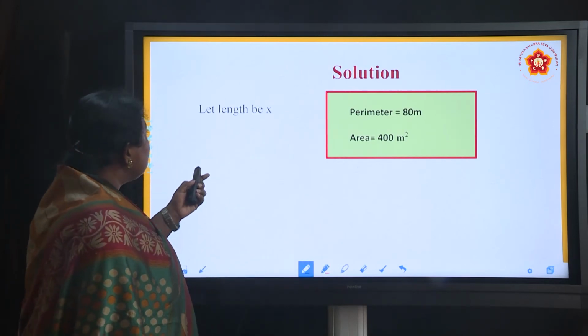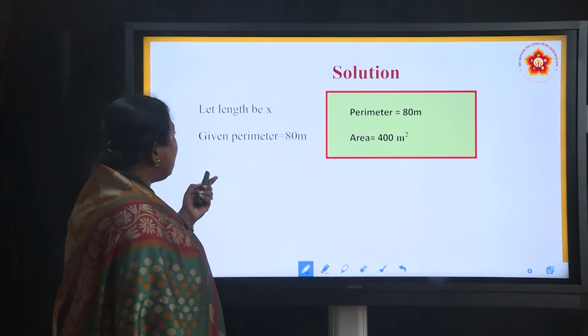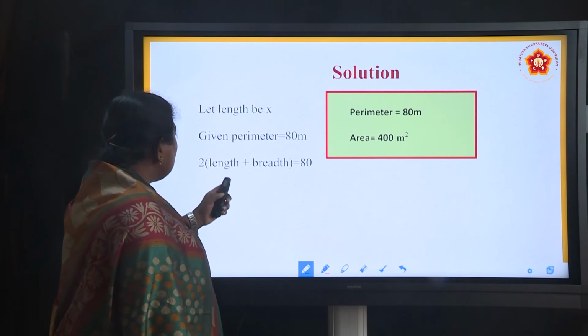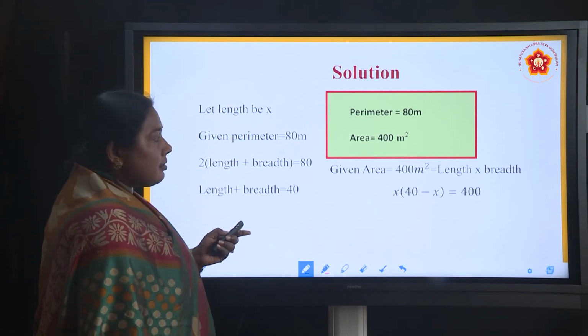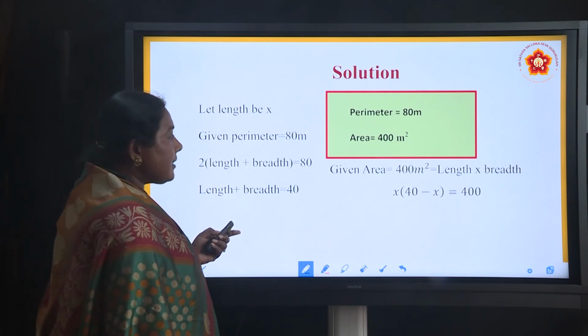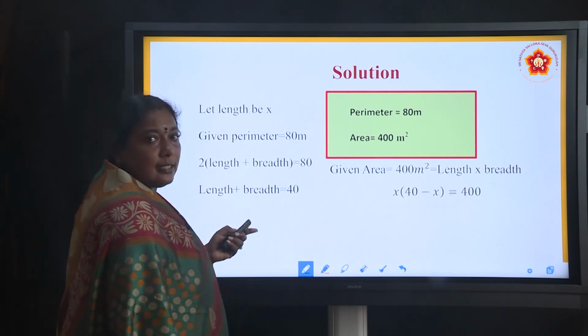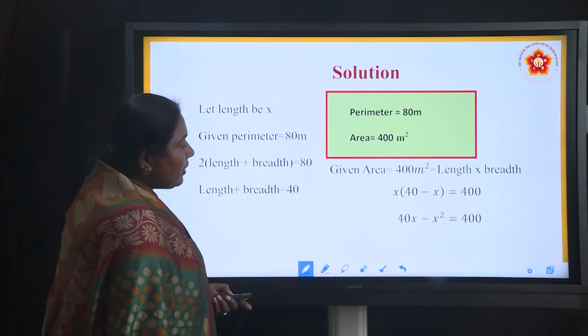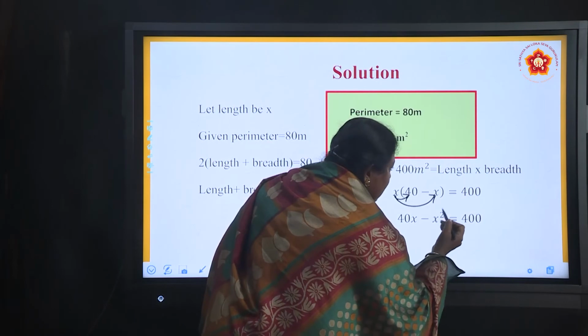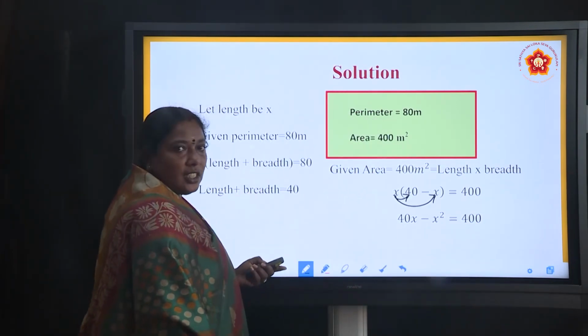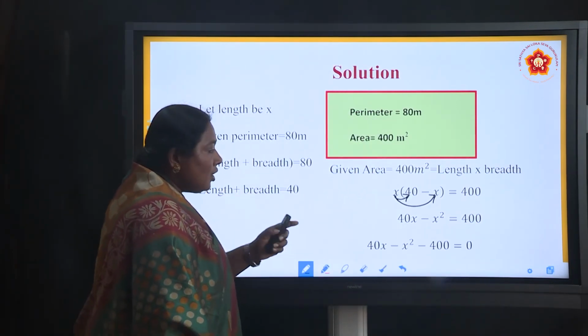So, let us see. The length is equal to x, and the given perimeter is 80. So 2 into (x plus 40 minus x). Okay, length is x and breadth is 40 minus x. So the equation will be x into 40, that is 40x, x into x, x square, equal to 400. Now, change it into a standard quadratic equation.